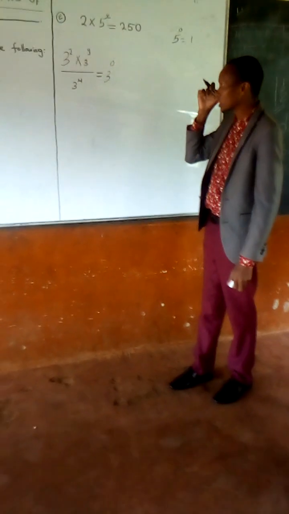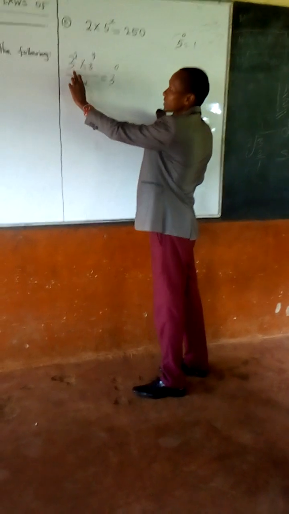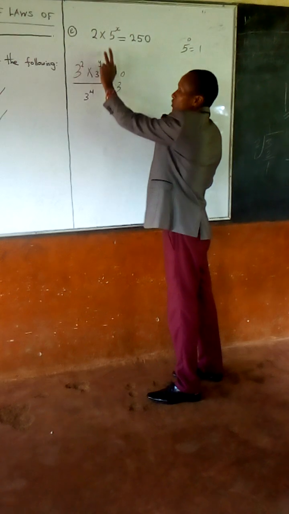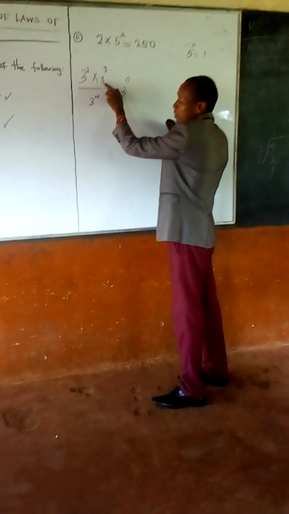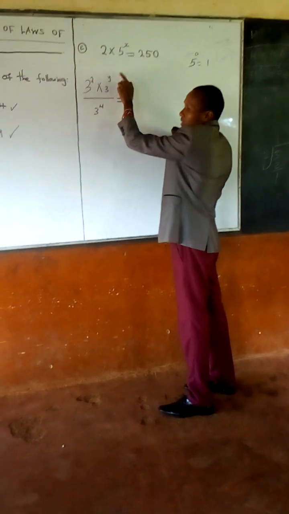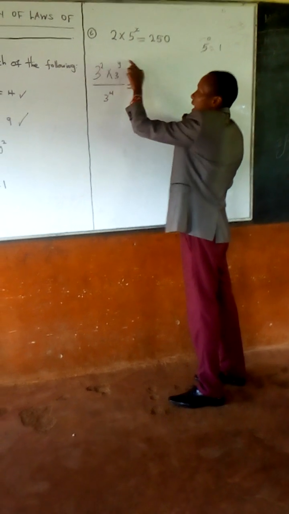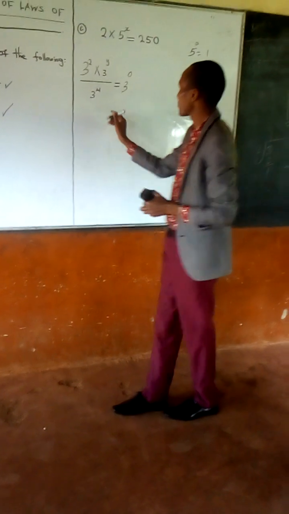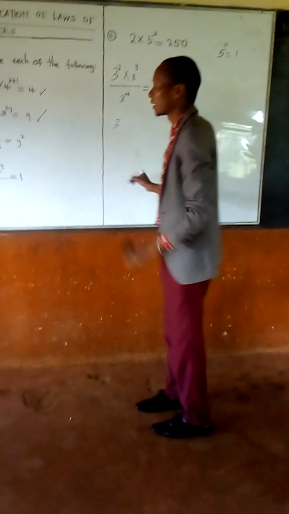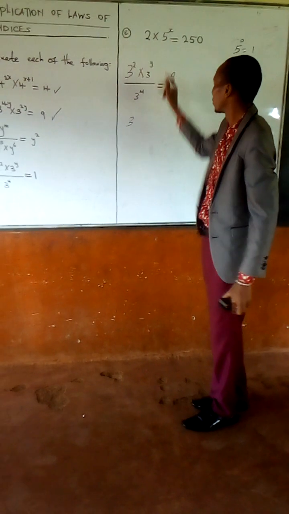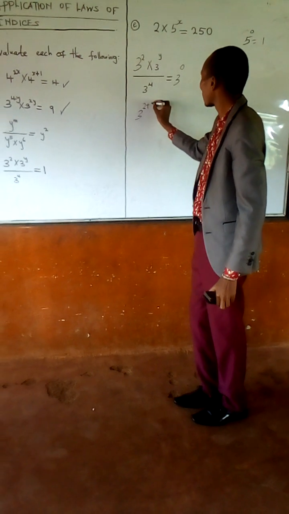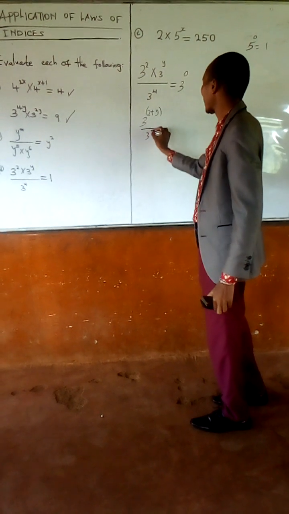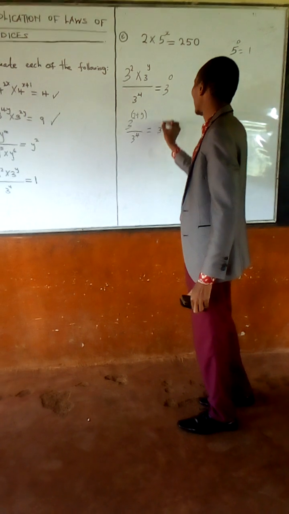Now, before we continue, let's simplify this. First of all, this is 3 raised to 2 times 3 raised to y. So the bases are the same, so we add the powers. Just take one of the base, then add the powers. So for this, we're going to have 3 raised to 2 plus y. We are adding the powers. And then all over 3 raised to 4 is equals to 3 raised to 0.